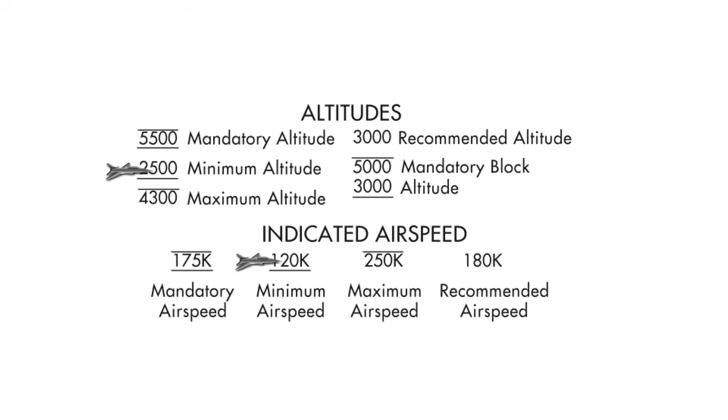Here, you can't go below 2,500 feet or below 120 knots. Here, the altitude and airspeeds are a ceiling that you can't go above or past. There can be blocks of approved altitudes for certain purposes, or recommended ones which have no lines.